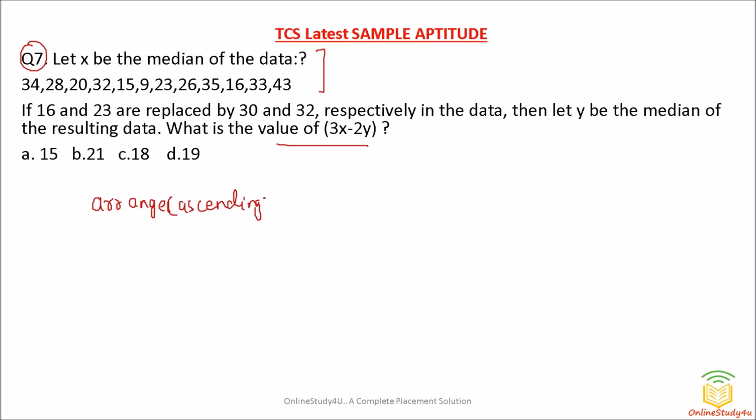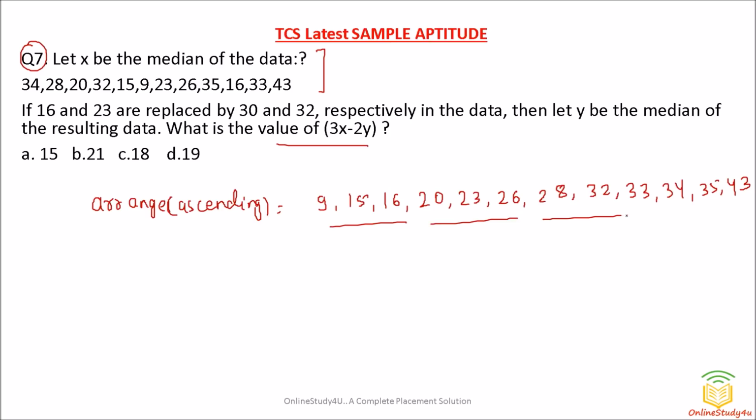This is how we solve the problem. So we have 9, 15, 16, 20, 23, 26, 28, and then we have 32, 33, 34, 35 and 43. Let's count. 3 and 3 is 6, and 3 is 9, 3 is 12.